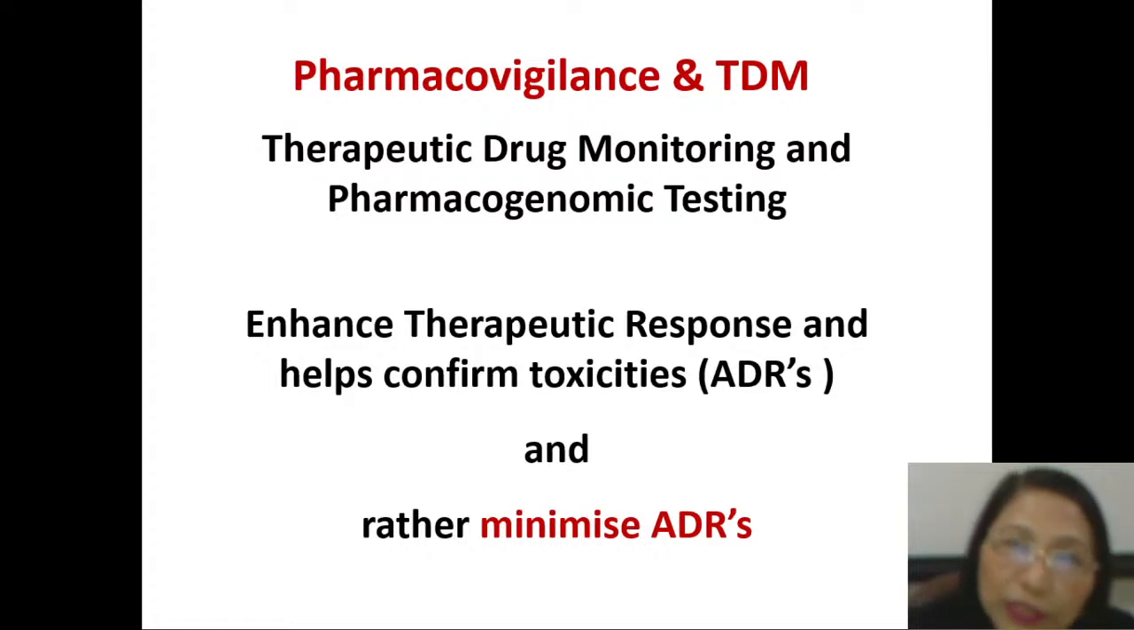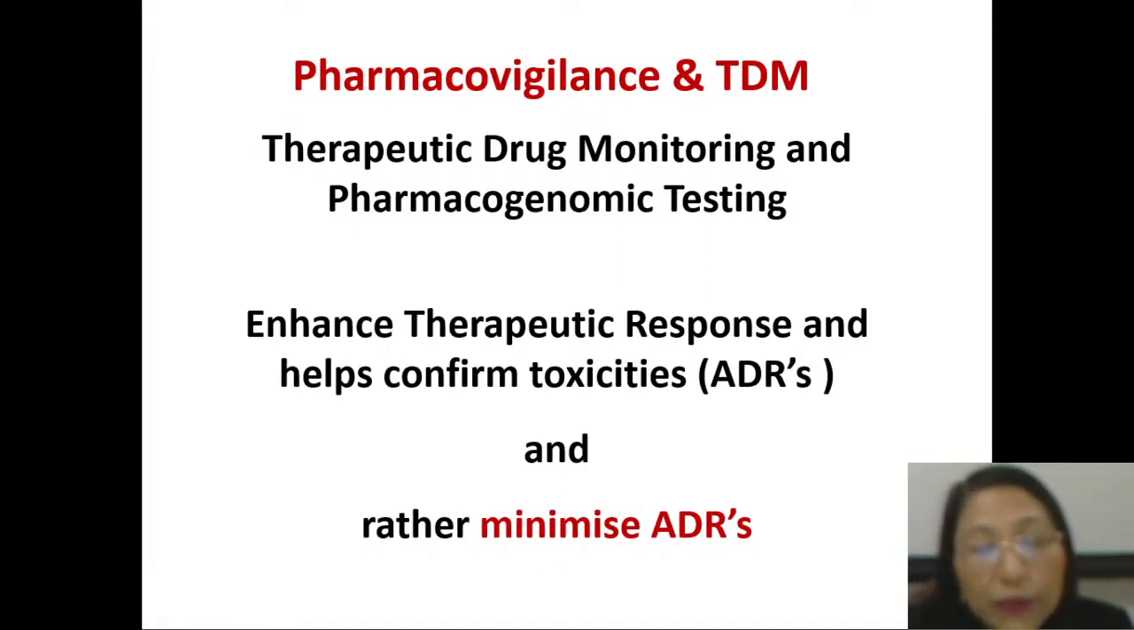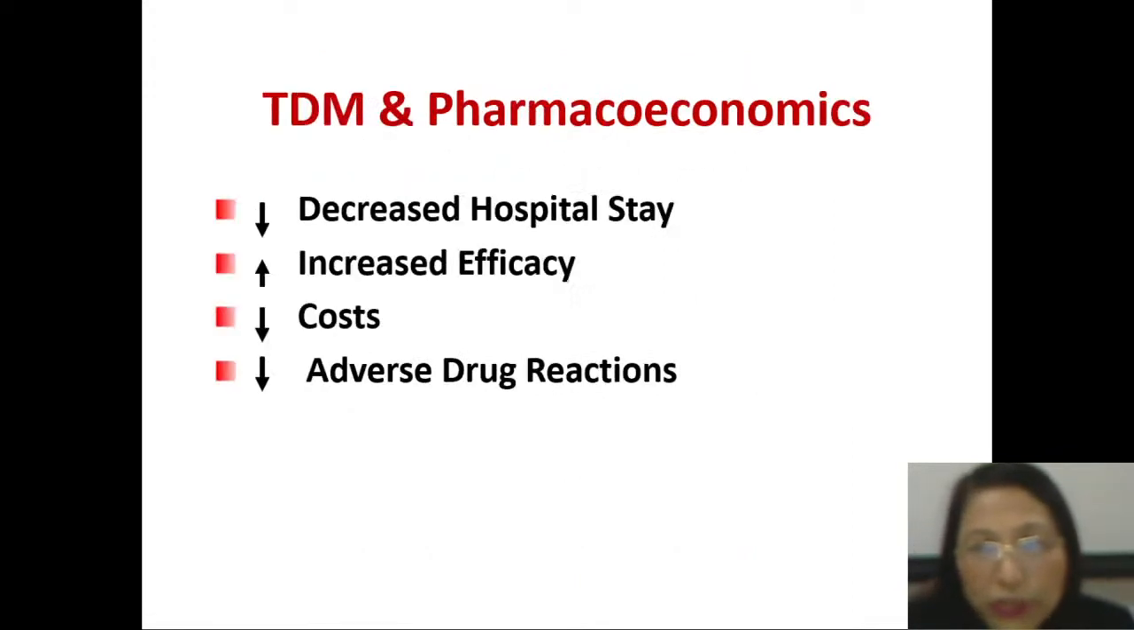Pharmacovigilance and TDM, therapeutic drug monitoring and pharmacogenomic testing, enhance the therapeutic response, help confirm toxicities, and minimize adverse drug reactions. If you combine pharmacovigilance and TDM, you may avert certain toxicities and decrease the number of adverse drug reactions. So TDM can also help in decreasing toxicities.